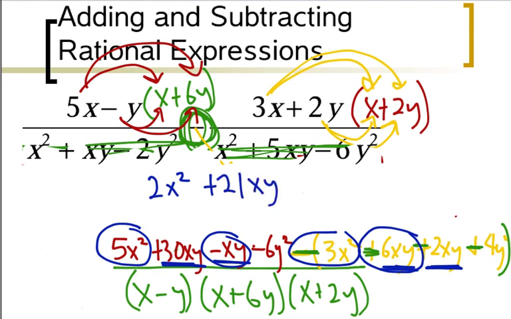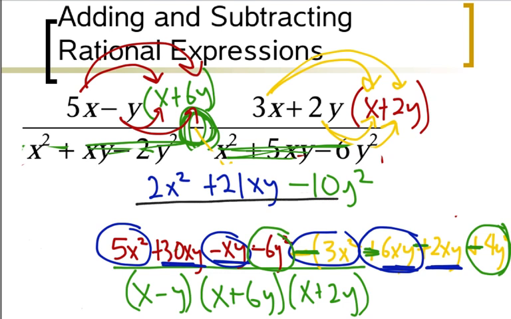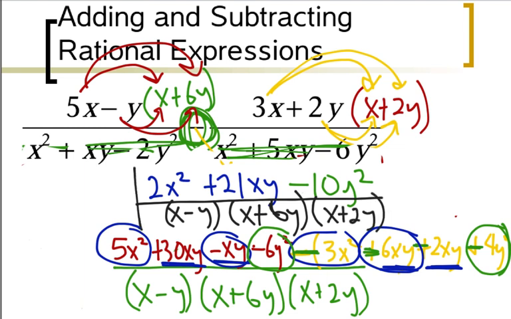And finally, I need to combine my y squareds. So I got negative 6y squared, another negative 4y squared, so that should give me negative 10y squared. So then all we have to do is put that over top of our denominator, which was x minus y times x plus 6y, and then x plus 2y. And that'll be your final answer there.